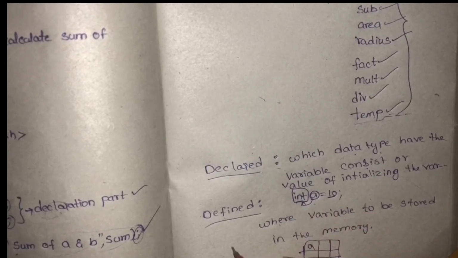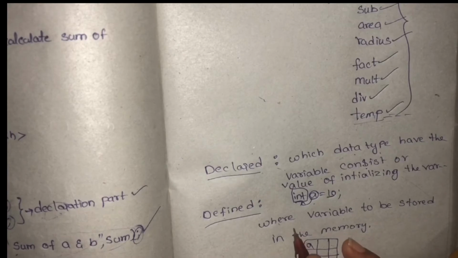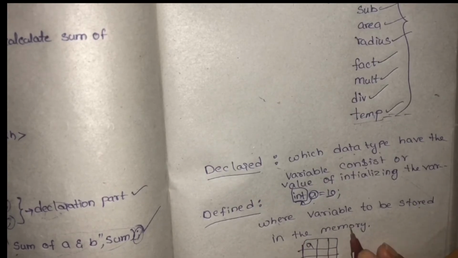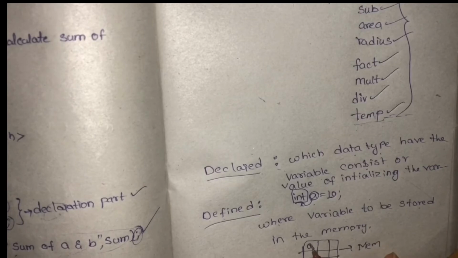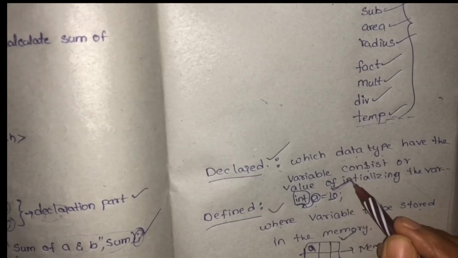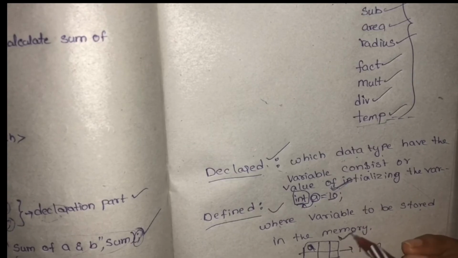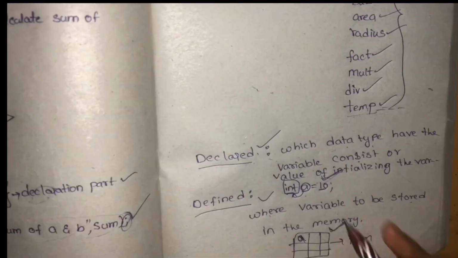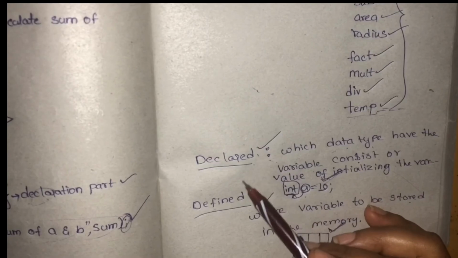Now coming to defined. Defined means where the variable is to be stored in the memory. Suppose this is a memory. What we are doing here is defining variable a. Here initializing the variable, here defining the variable, or we can say accessing the variable. That is the main difference between declaration and definition.